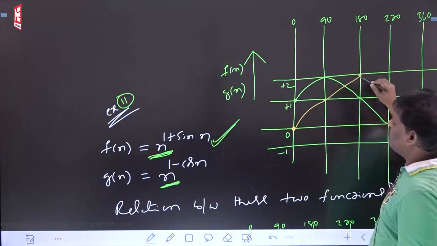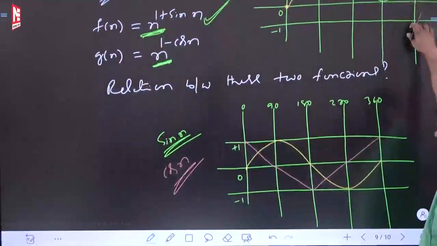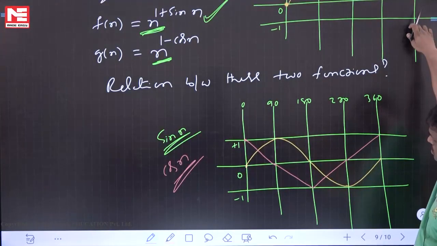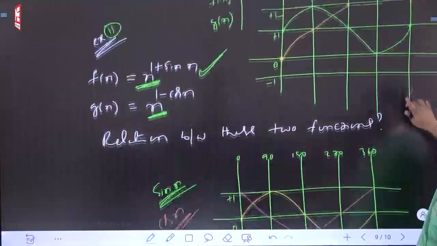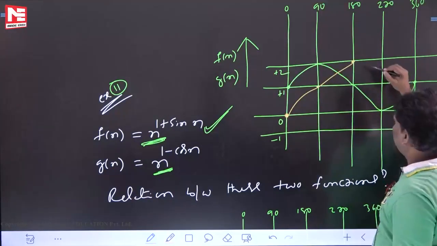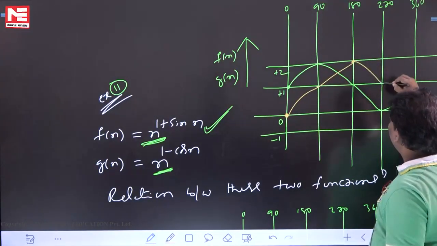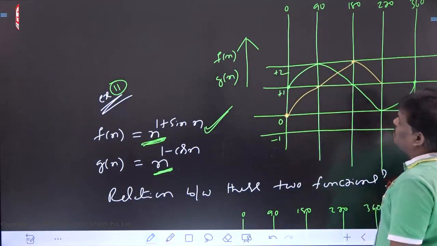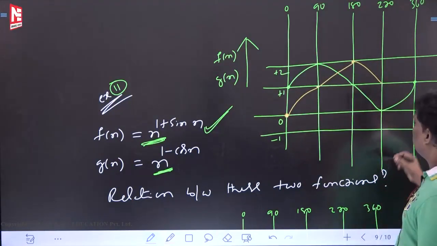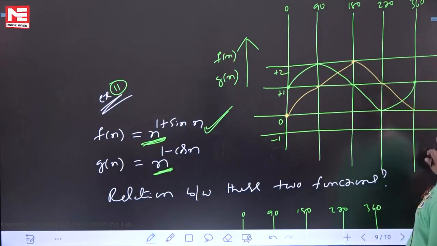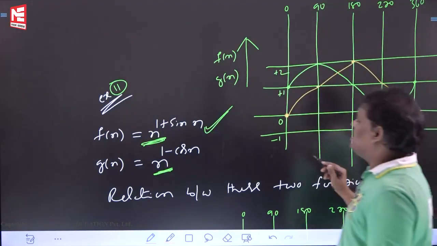Next one. Cos 270. Check here. Cos 270, what is the answer? 0. Cos 270 is 0. So 1 minus 0, 1. It should come to 1. Cos 360, what is the answer? 1. 1 minus 1, 0. So this is the right sine, f of n, g of n graph.